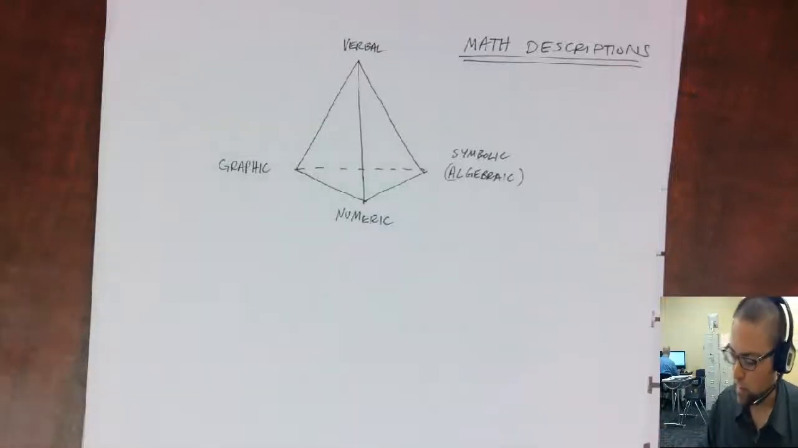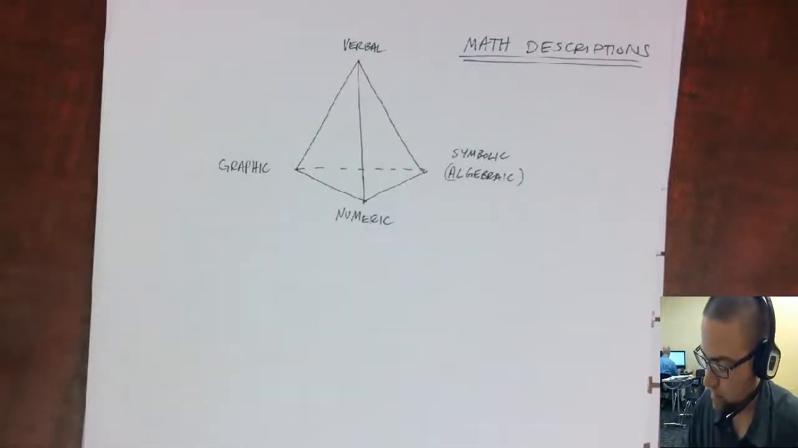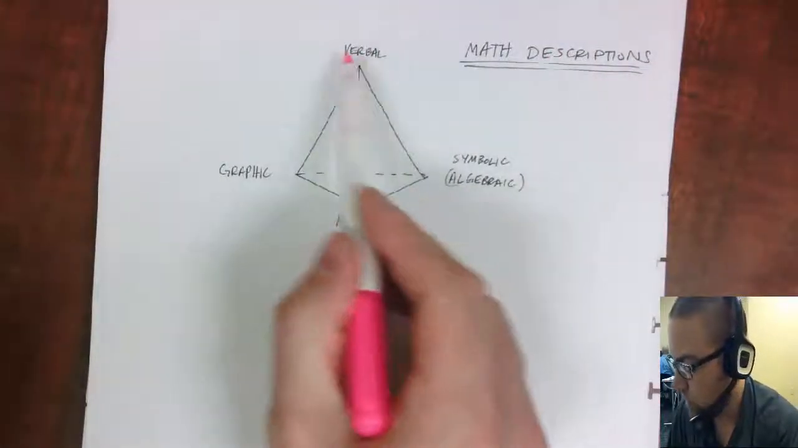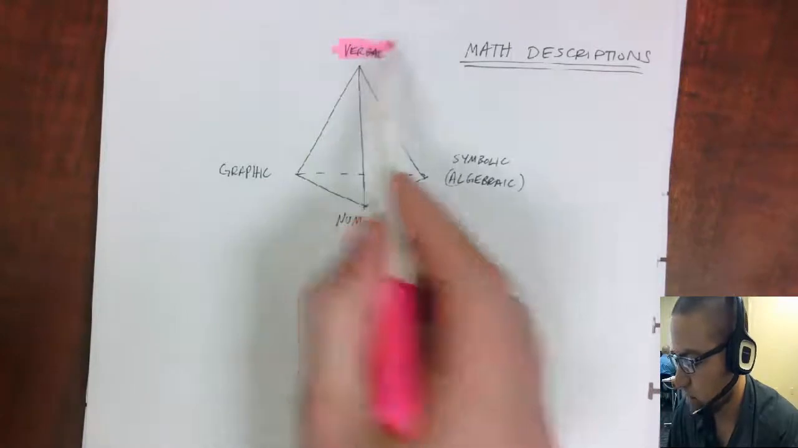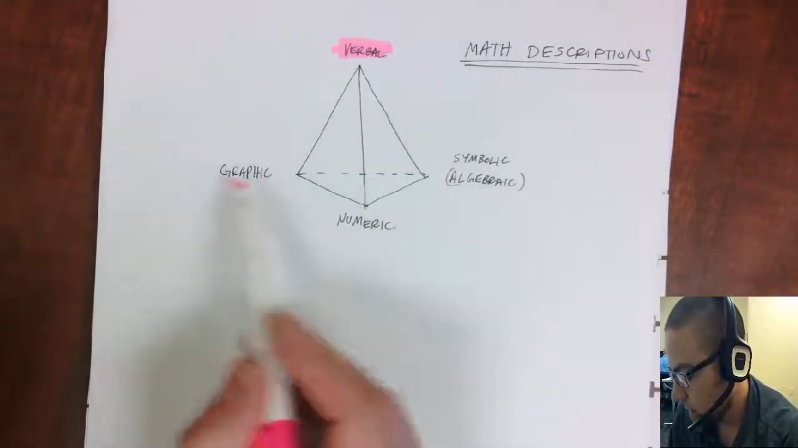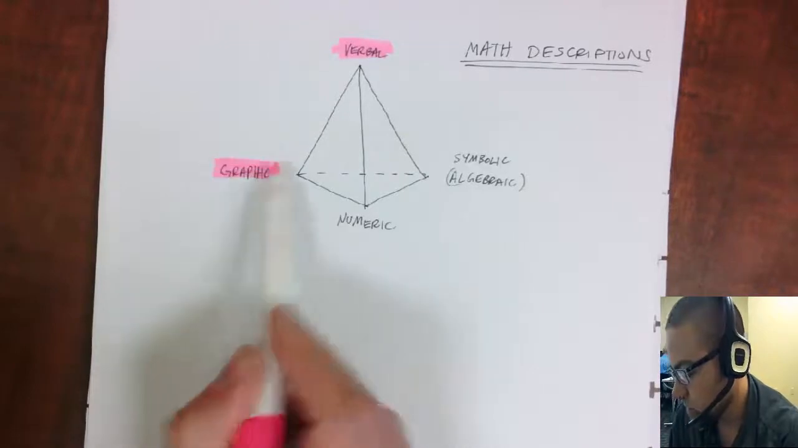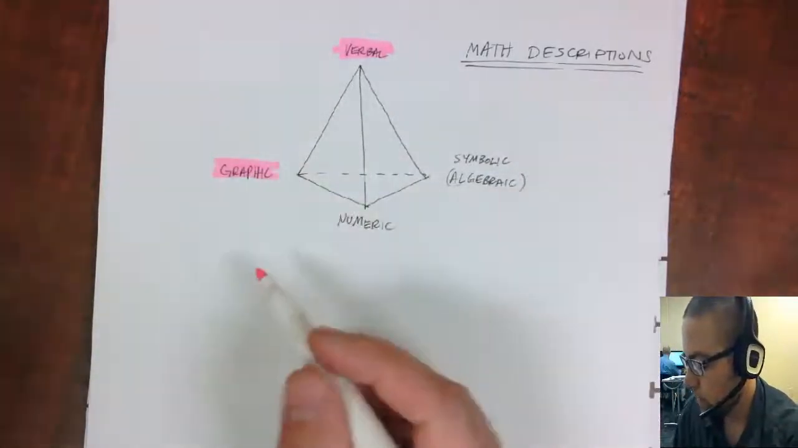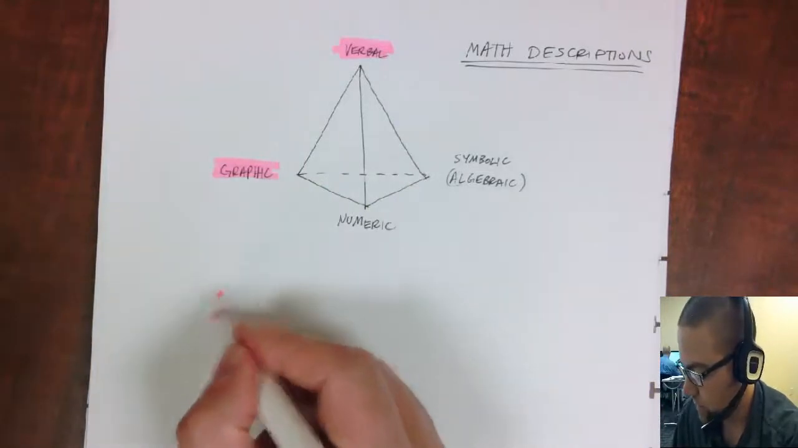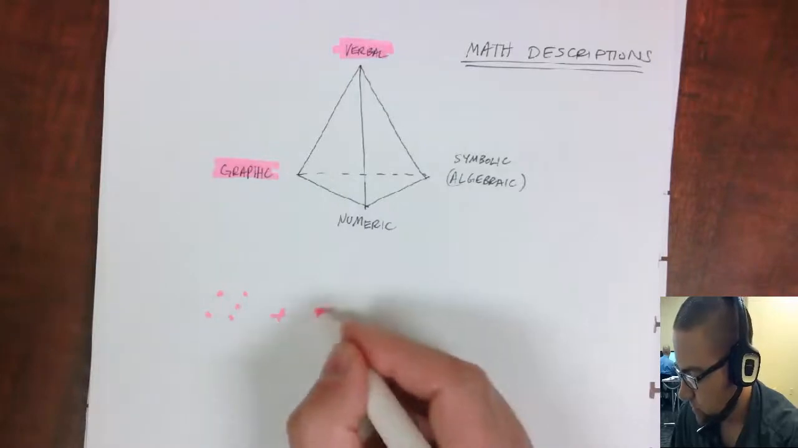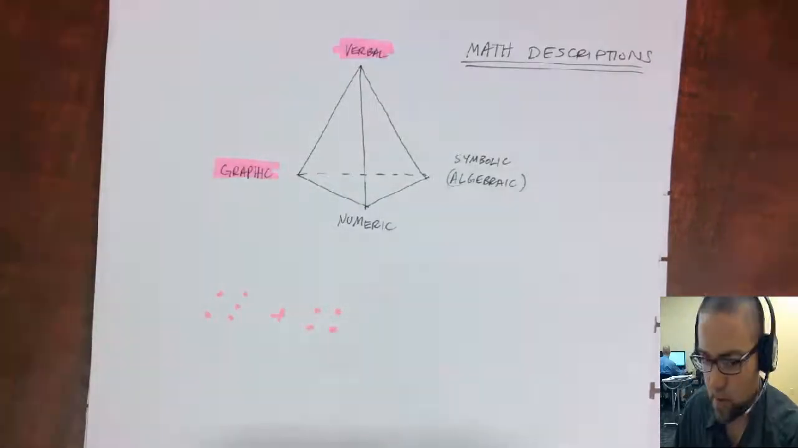Okay, when I think about math, I think about describing math in these four different ways. So the math description could be verbal. This is like the vocabulary where we say we rotate or we reflect. It could be graphic, so that's when we use the coordinate plane, or this is a graphic right here. Or if we wanted to say like 5 plus 4, this is a graphical way to describe that.